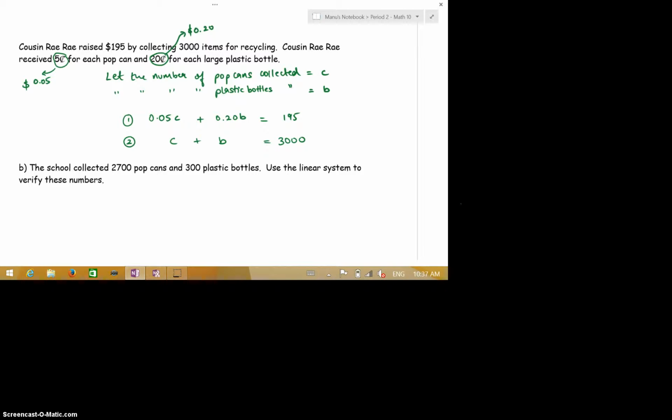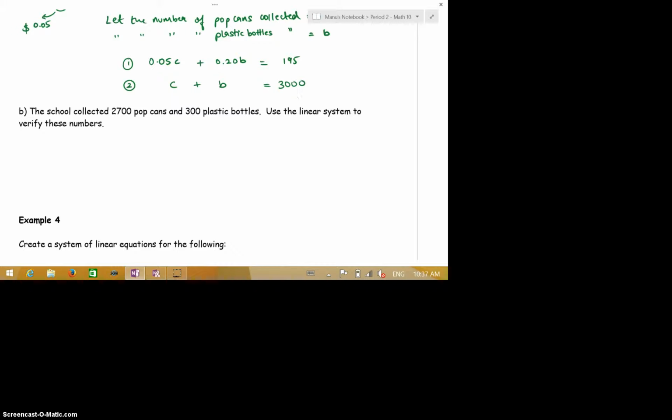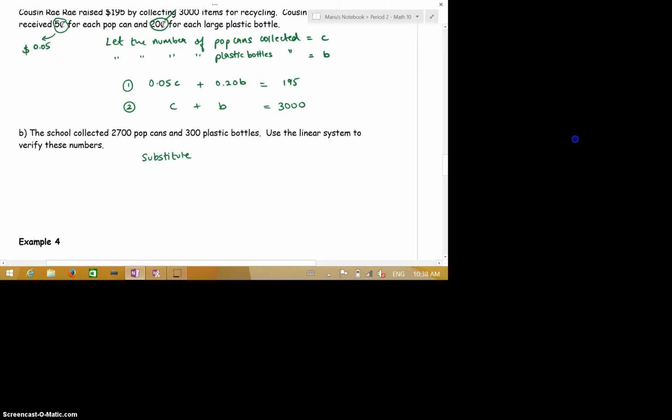Okay, now time to check and see if our solution works. So the school collected 2,700 pop cans and 300 plastic bottles. Use the linear system to verify these numbers. You want to make sure that the numbers make sense. So we're going to check each of those equations. So we're going to substitute C equals 2,700 and B equals 300 into our equations.